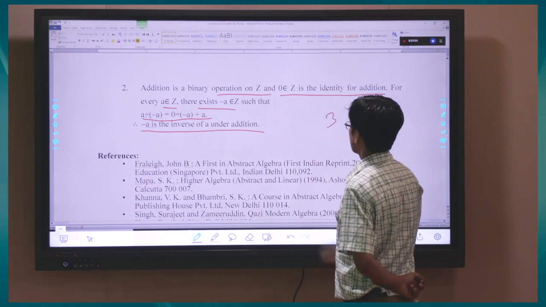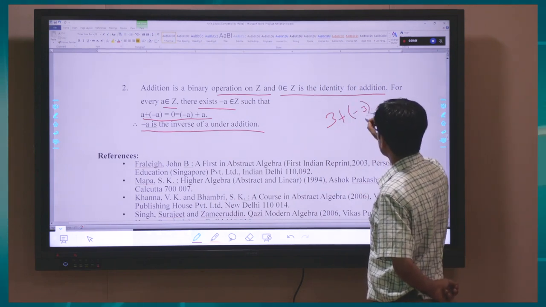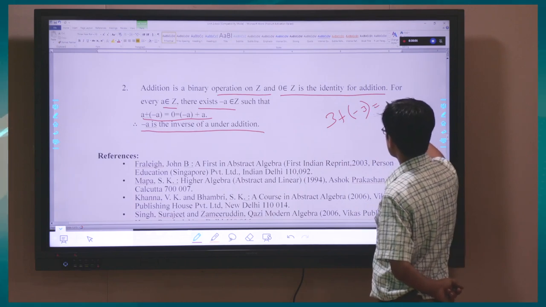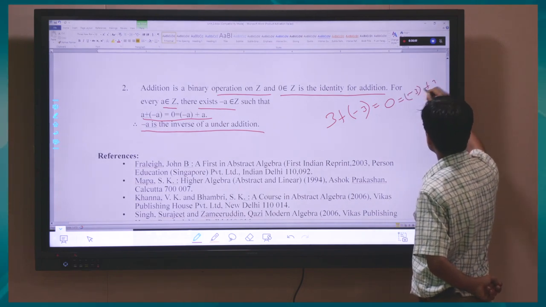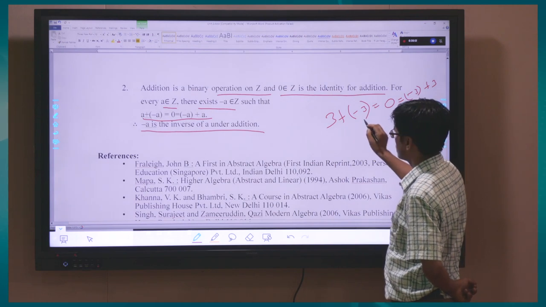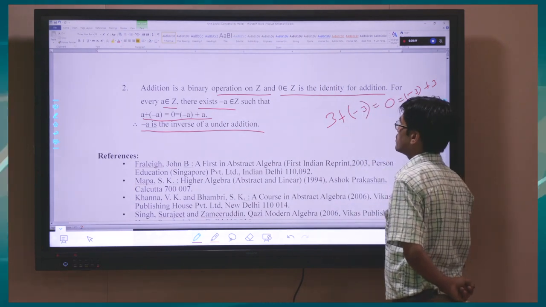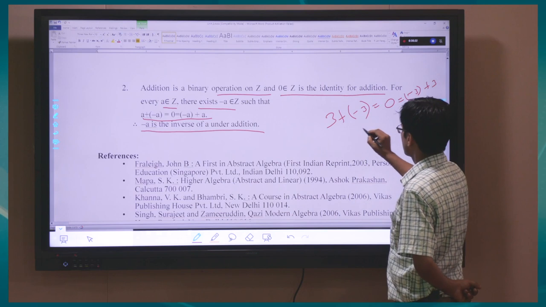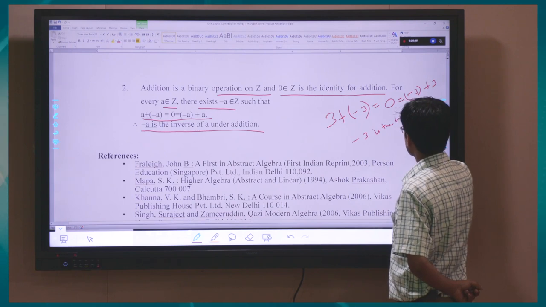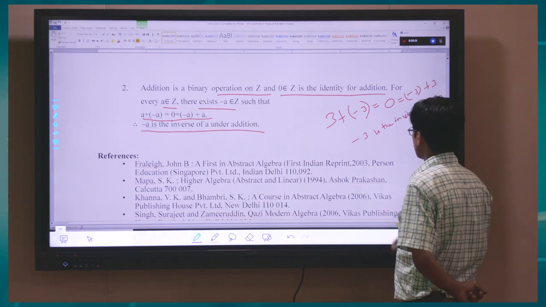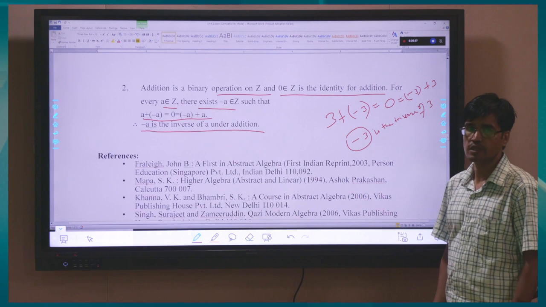Suppose 3 is an element of Z, and minus 3 is also an element of Z, then 3 plus minus 3 is equal to 0. Similarly, minus 3 plus 3 is equal to 0. So this condition is satisfied for binary operation addition on Z. Therefore, minus 3 is the inverse of 3. This minus 3 is also called the additive inverse, because the operation is addition.